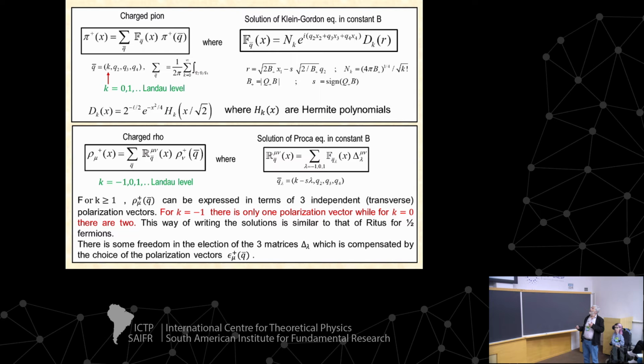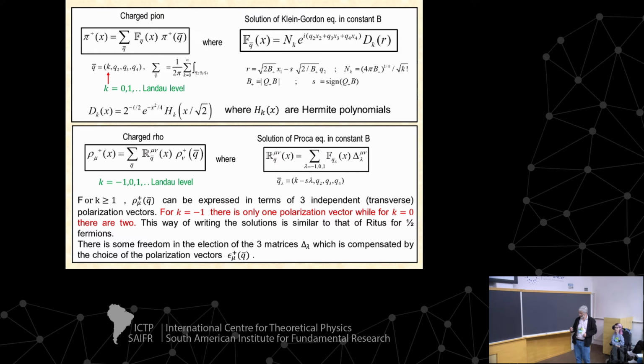And you can also show that for k greater than zero, in general, you have three polarization vectors. For a vector field, you have, in general, three polarization vectors, of course, transverse to the longitudinal one. However, for k equal to minus one, which is the lowest Landau level, the ground state, you only find one polarization vector, which is natural because you have to have the polarization in the same direction as the magnetic field if it is a charge plus, okay? For k equal to zero, you have two polarization vectors, one in the direction of the magnetic field and the other perpendicular to the magnetic field. And only for k greater than zero, you will have three polarization vectors.